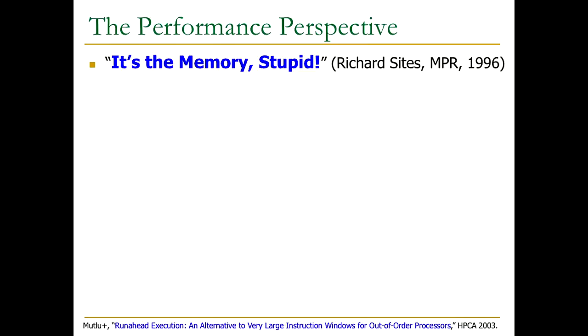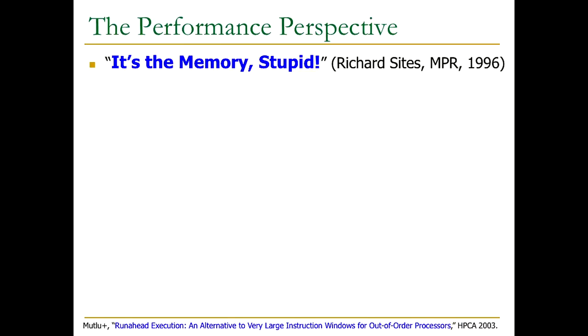This is something that was said by Dick Sites. Dick Sites is actually the original Alpha architect. To give you a little bit of history: there was this architecture called VAX, Virtual Address Extension, from Digital Equipment Corporation. That was one of the dominant architectures for the late 1970s, 80s, 90s. It was a very complicated architecture, and Digital Equipment built a lot of machines that were some of the fastest machines in the world.